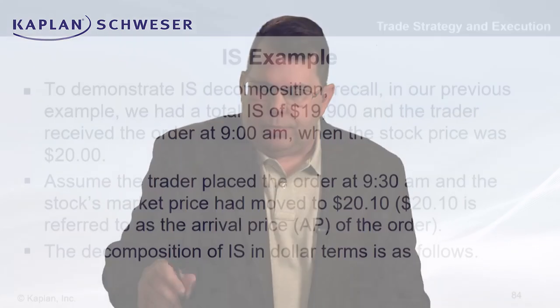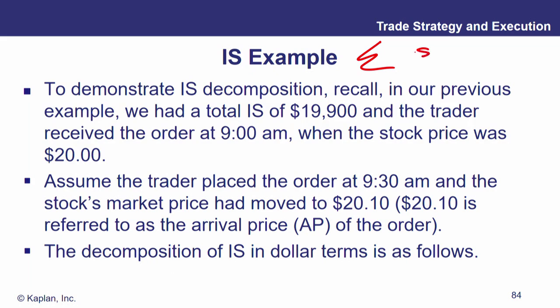Okay, so let me give you another example. Let's decompose now this implementation shortfall. And guess what? You already know what it's supposed to sum to. Remember those 4 components? We already calculated the implementation shortfall was $19,900. So when we're adding up these 4 components, if they don't total $19,900, we made a mistake. Go back and check your work. There is no reason you cannot get a perfect score on this question. Okay, so let's go through this example. We want to decompose this $19,900.